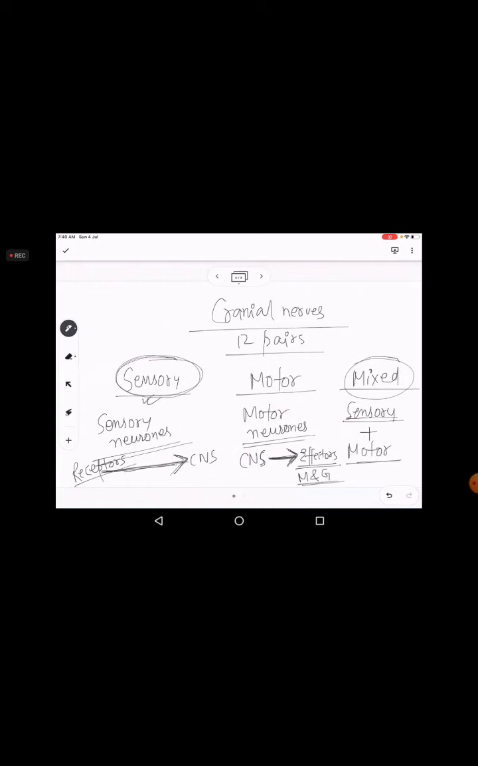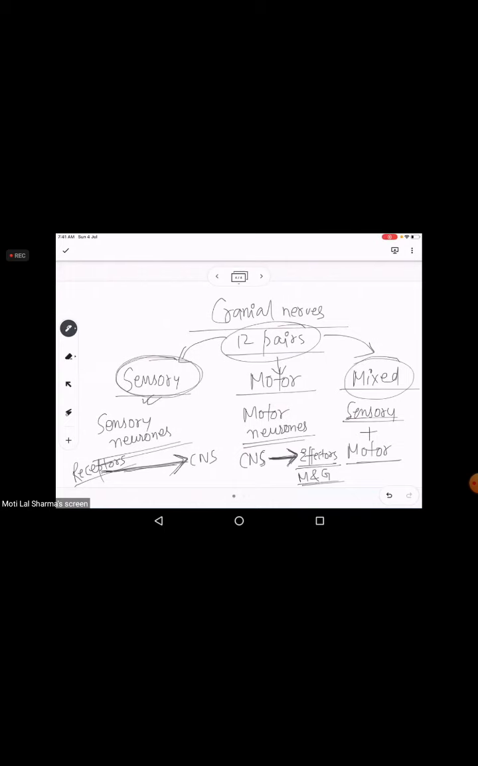And whatever cranial knobs there are, remember 12 pairs. Some of them are sensory, some of them are motor, and some of them mixed. So cranial knobs can be of all these three kinds. More than that, I shall not speak.